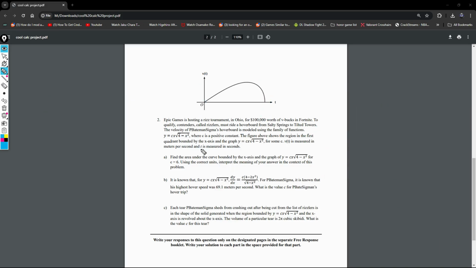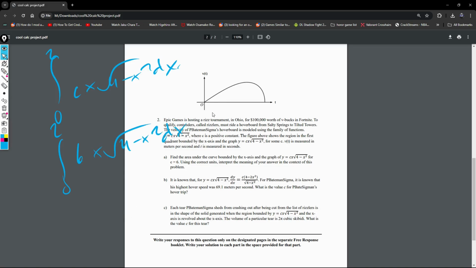So the area is the integral from 0 to 2 of c x √(4 − x²) dx. They told us that c equals 6, so you got lucky on this one. The integral from 0 to 2 of 6x √(4 − x²) dx.